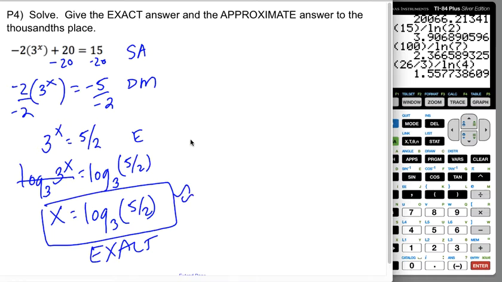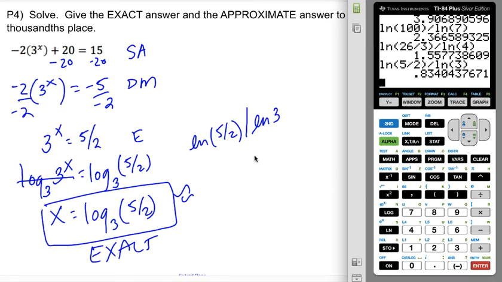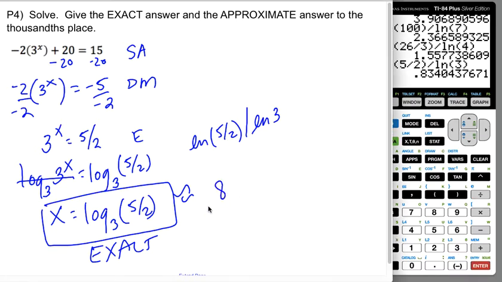If I want the approximate answer, I'm going to type in the natural log of 5 halves divided by the natural log of 3. So natural log of 5 halves, close the parentheses, divided by natural log of 3, enter. And I'm going to get that it's approximately 0.834, right? So this is my approximate answer. All right, moving on.